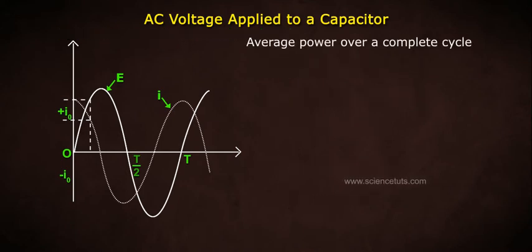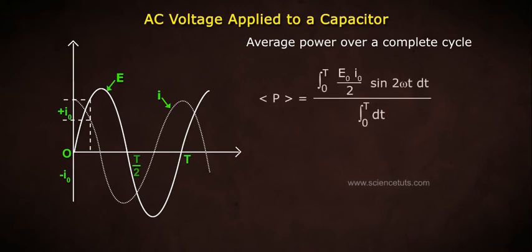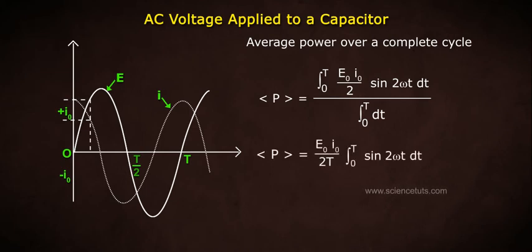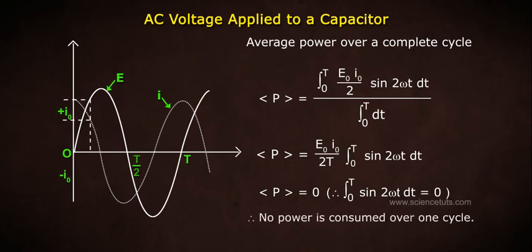Average power over a complete cycle. The average power equals the integration from 0 to T of E naught I naught by 2 sine 2 omega t dt, divided by the integration from 0 to T of dt. The average power equals E naught I naught by 2T times the integration from 0 to T of sine 2 omega t dt. The average power equals 0, since the integration from 0 to T of sine 2 omega t dt equals 0. Therefore, no power is consumed over one cycle.